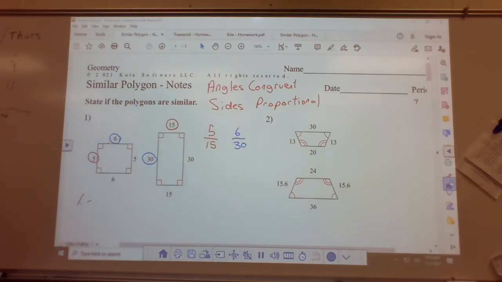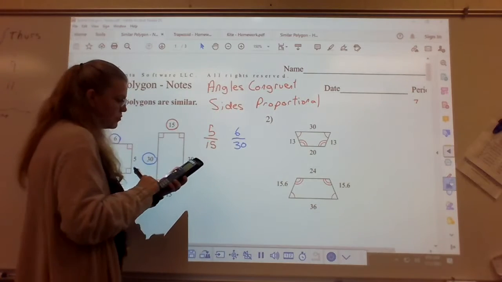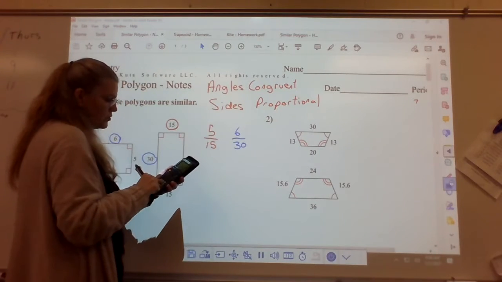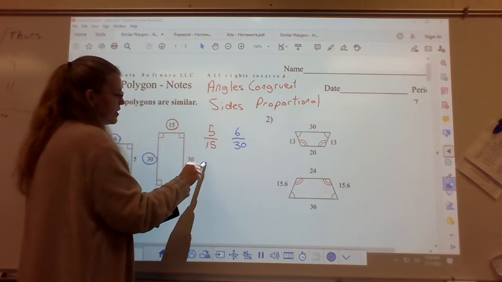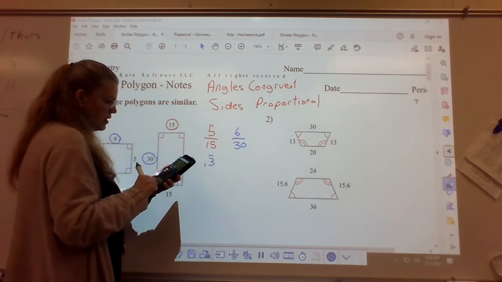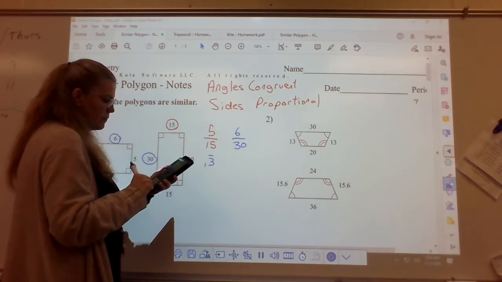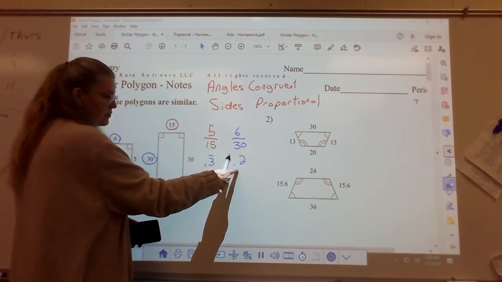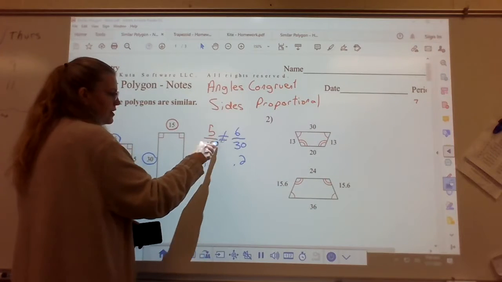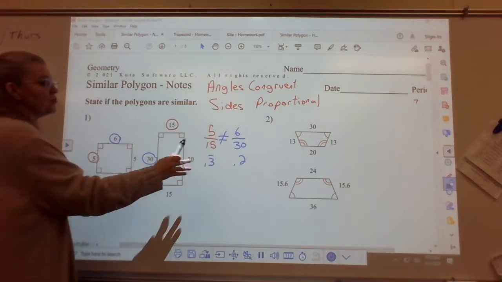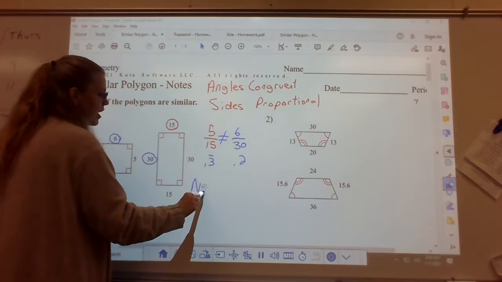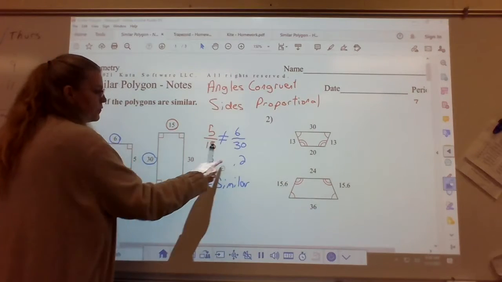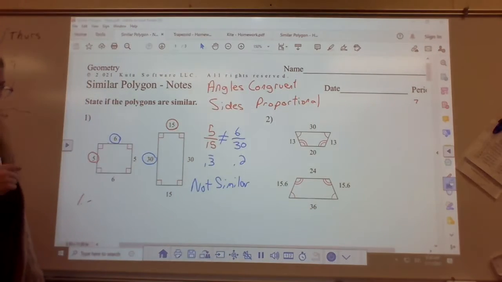Now, there's a lot of different ways you can check this, but probably the easiest way is just to grab your calculator and divide to see what the decimal is. 5 divided by 15, I get 0.3 repeating. 6 divided by 30, I get 0.2. Well, 0.3 isn't the same thing as 0.2. So these are not equal, which means these are not proportional, and not similar. If you get two different numbers, they're not similar.